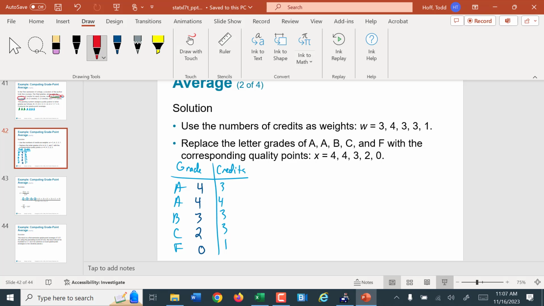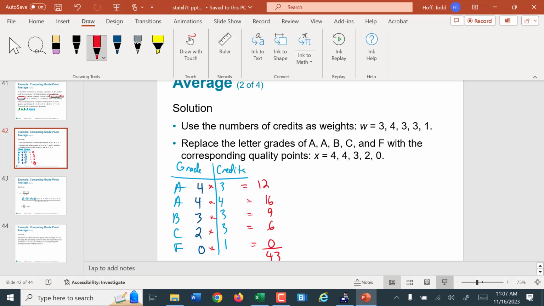So what we need to do at each step here is we take the grade point times the number of credits. 4 times 3 is 12. 4 times 4 is 16. 3 times 3 is 9. 2 times 3 is 6. And 0 times 1 is 0. So that adds up to 43, I believe.